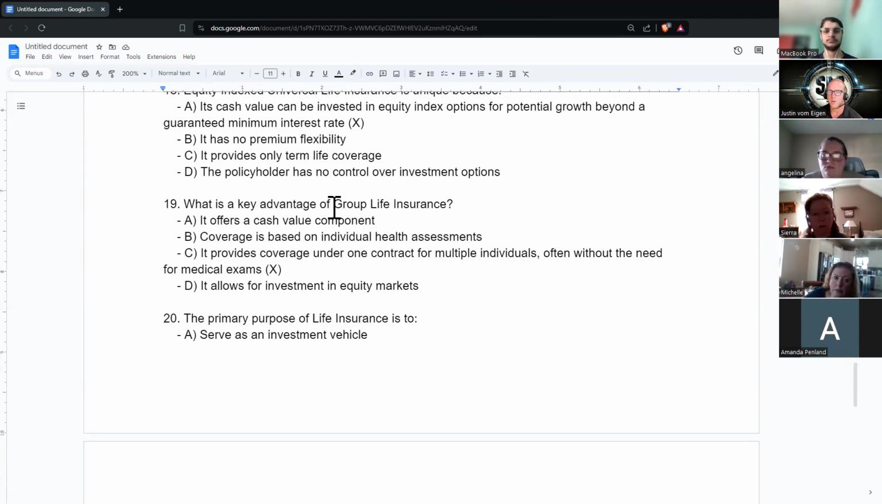What's the key advantage of group life insurance? So it provides coverage under one contract for multiple individuals. The biggest thing is you don't need a medical exam. So you just join up, you get the coverage. That's fine. Typically employers do it. The employer can write off the insurance as a tax deduction. Okay.